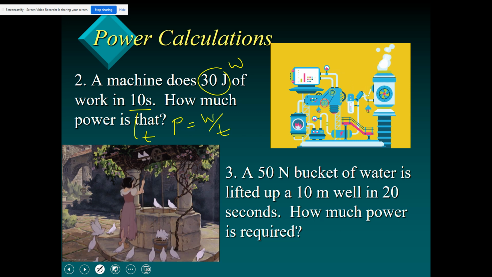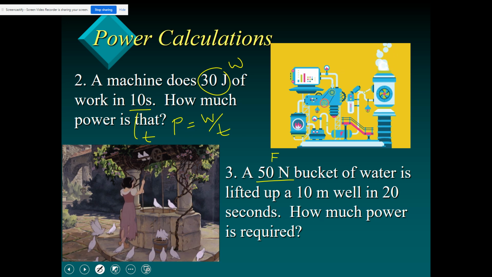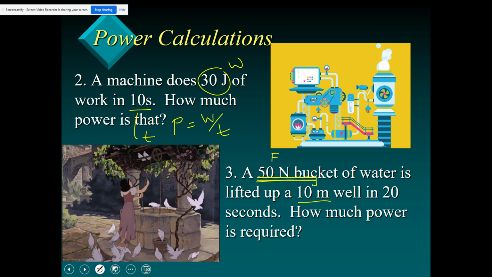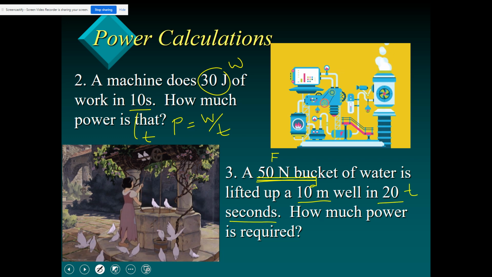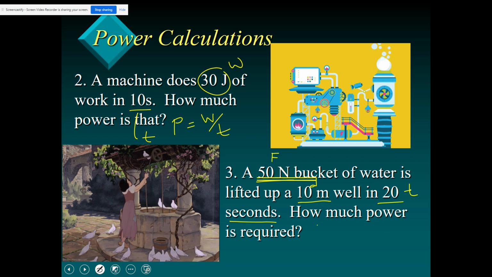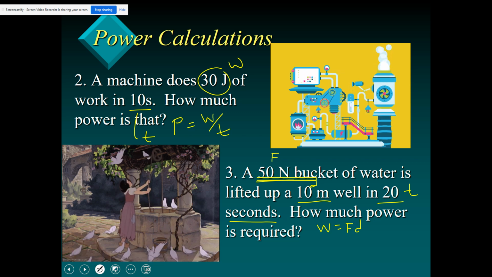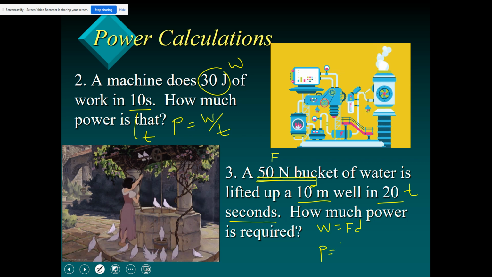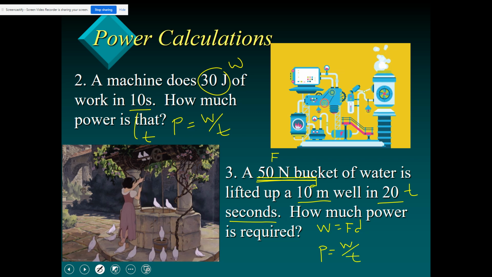Question number 3. A 50 Newton bucket. Newtons tells me that this is a force. This tells me this is a distance. And seconds tells me this is a time. So the first step here will be figuring out your work, which is force times distance. After you get your work, then you can figure out your power, which is work divided by time. So first off, you've got to find out your work, and then you can find out your work per unit time to get your power. Let's take a look at the solutions.